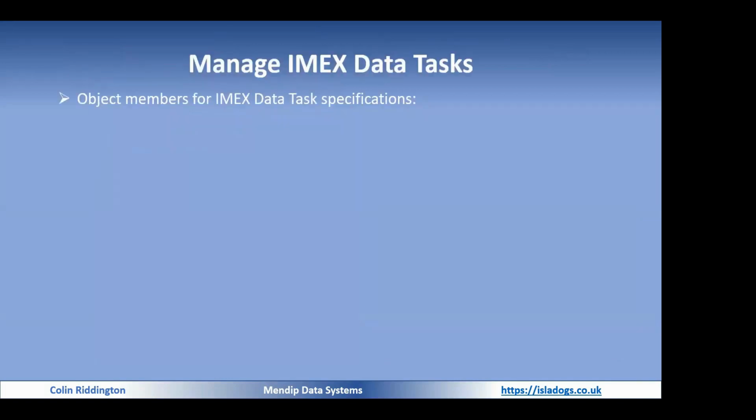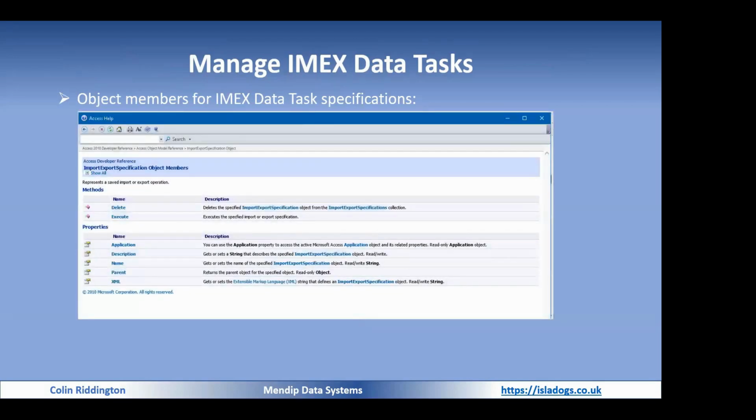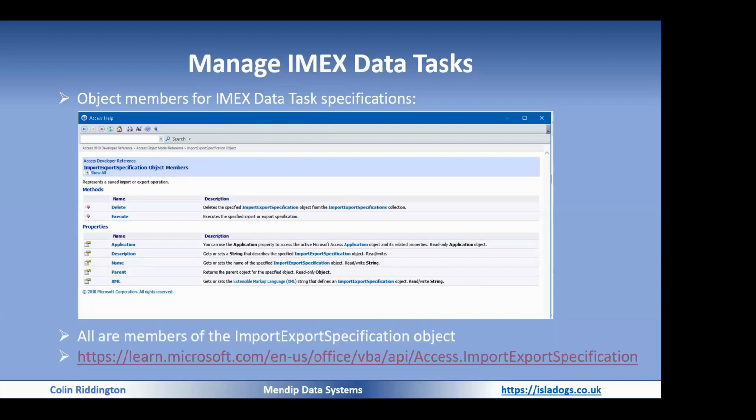The new method, new being 17 years old, these are the members that are available for IMEX Data Task Specifications. Delete and execute are the methods, and then the properties: application, description, name, parent, and XML. And this screen is taken from Access 2010 help. It hasn't changed in the least since then.